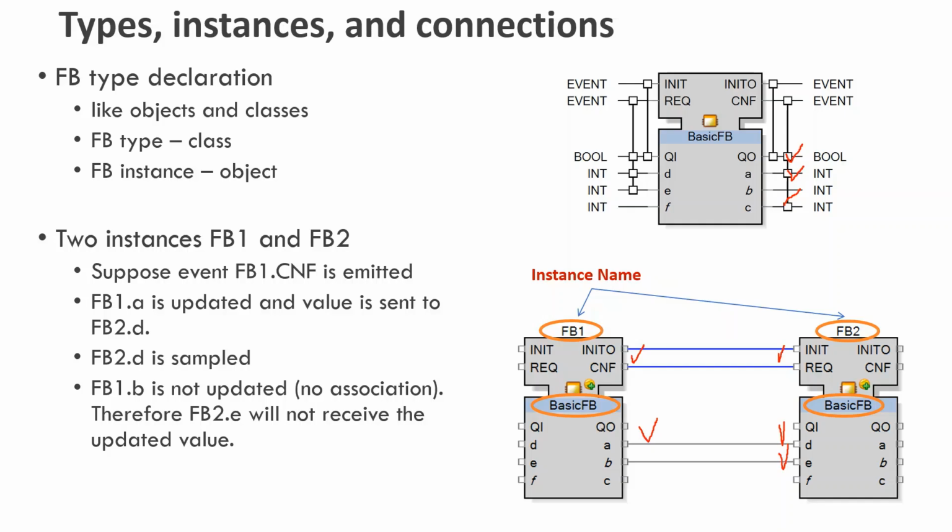So D will be sampled, and the refreshed value of FB1's A will be passed into FB2. But as far as E is concerned, something will be sampled and some value will be passed into FB2, but it will not be the latest refreshed value of variable B from the function block instance FB1, because that one was not sampled at the output.